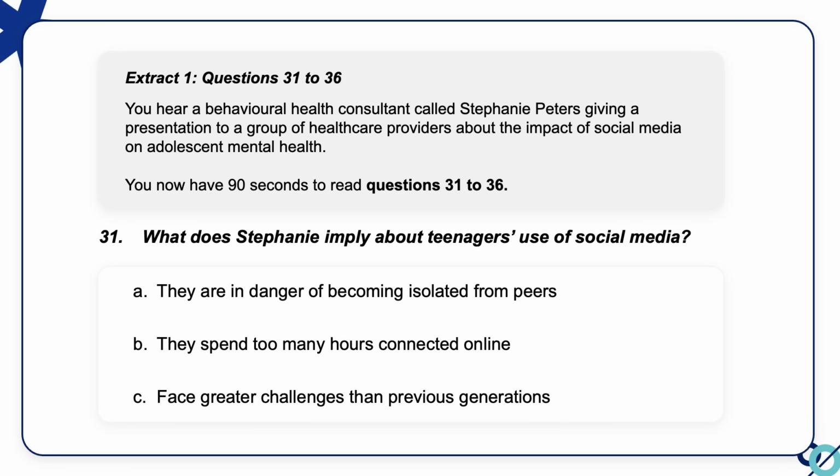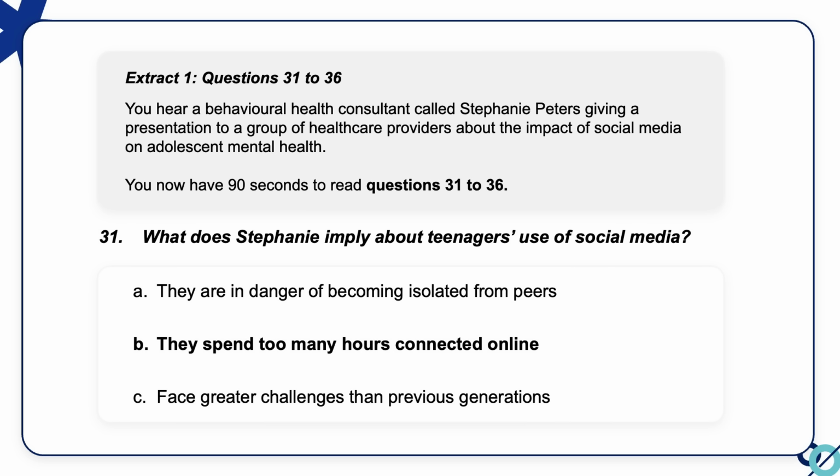How do you feel like you did? That was a lot of listening. So let's break down the answers and look at the evidence in the text. We'll look at some of the trickier questions in more detail. Extract 1 is Stephanie Peters. Question 31 asks, what does Stephanie imply about teenagers' use of social media?